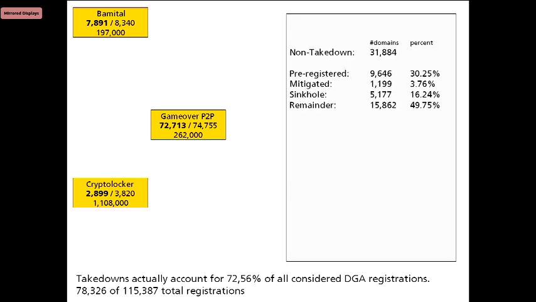Looking at the remainder of roughly 30,000 domains that are not connected to takedowns, we found 9.6 thousand pre-registered domains. Like I mentioned, those were registered before the botnet became active, which is quite a lot of collisions if you think about it. And mitigations are only 1.2 thousand, which is also way less than I expected before doing that kind of research.